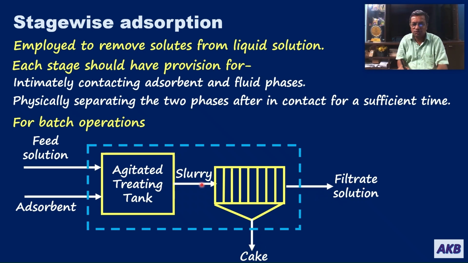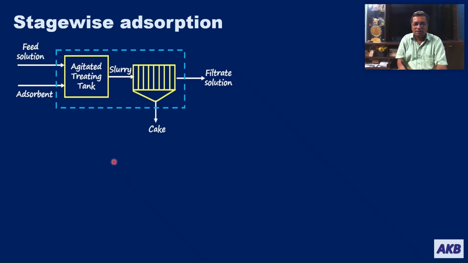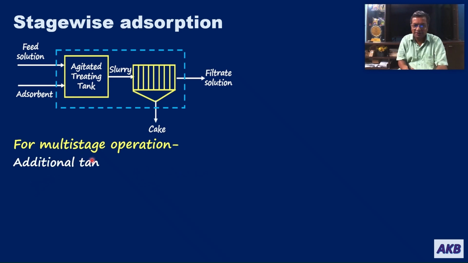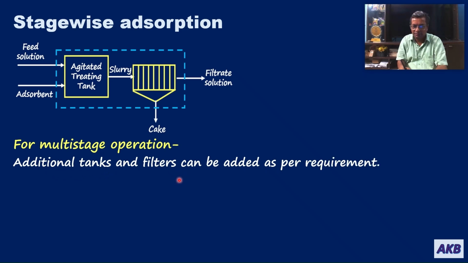So the combination of these two equipment constitutes one stage in the case of batch operations. So I hope this is clear to you. So this is one stage. Then you can add more stages by adding more treating tanks and filter presses. Okay, so this is a stage for batch operations. As I said, for multi-stage operation, you can have additional tanks and filters. Those can be added as per requirement.